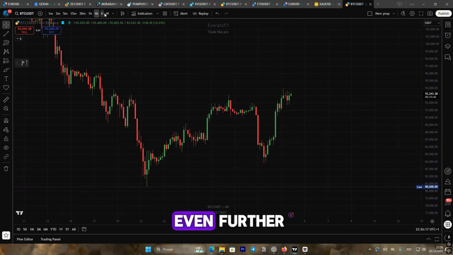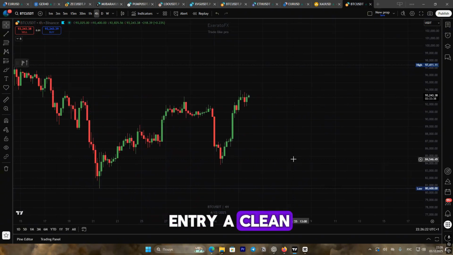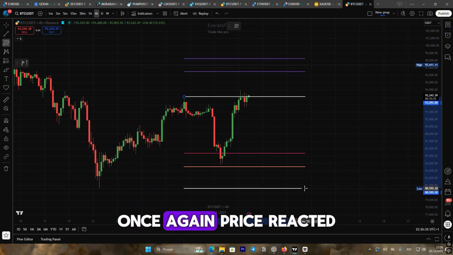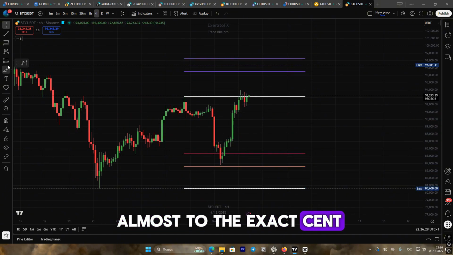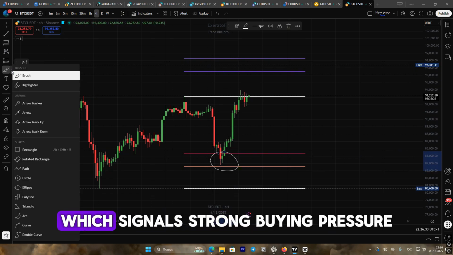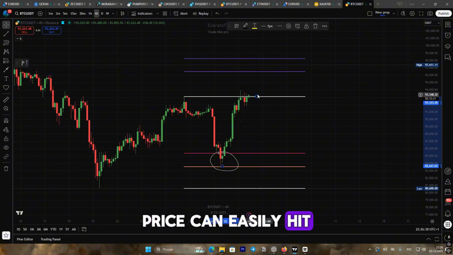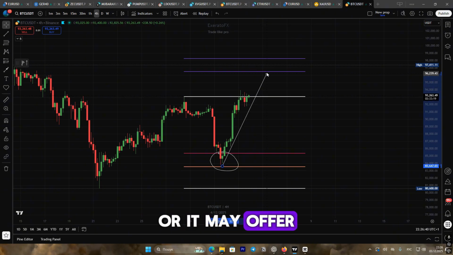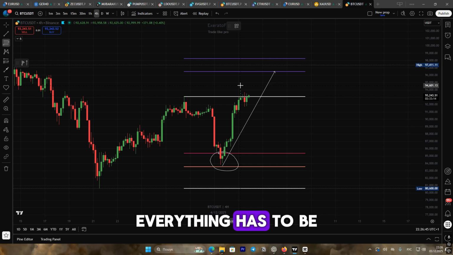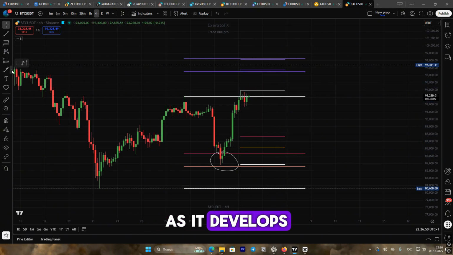Now let's zoom in even further and look at the 4-hour chart on Bitcoin. Here we get our entry, a clean, precise setup formed through a bullish price rejection. Once again, price reacted almost to the exact cent, just like it always does. We absorbed the entire downside move, which signals strong buying pressure. In the current situation, price can easily hit the take profit right away, or it may offer an opportunity to tighten the stop like this. So at this stage, everything has to be monitored in real time. I'll be updating all of this in my channel as it develops.